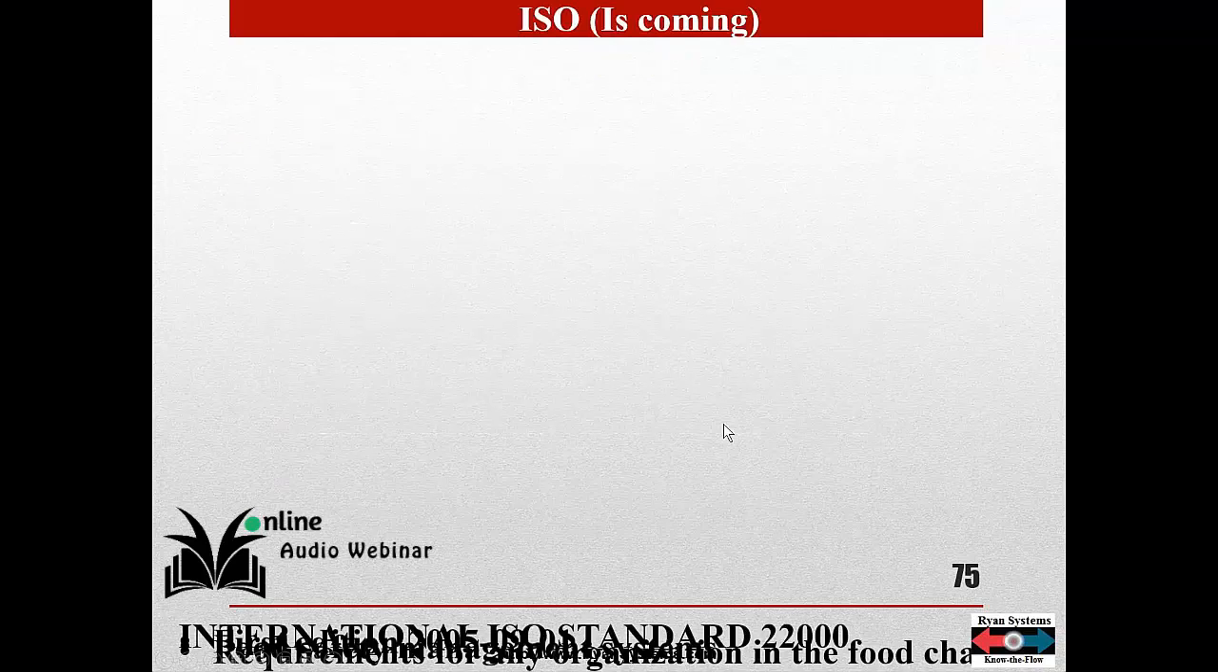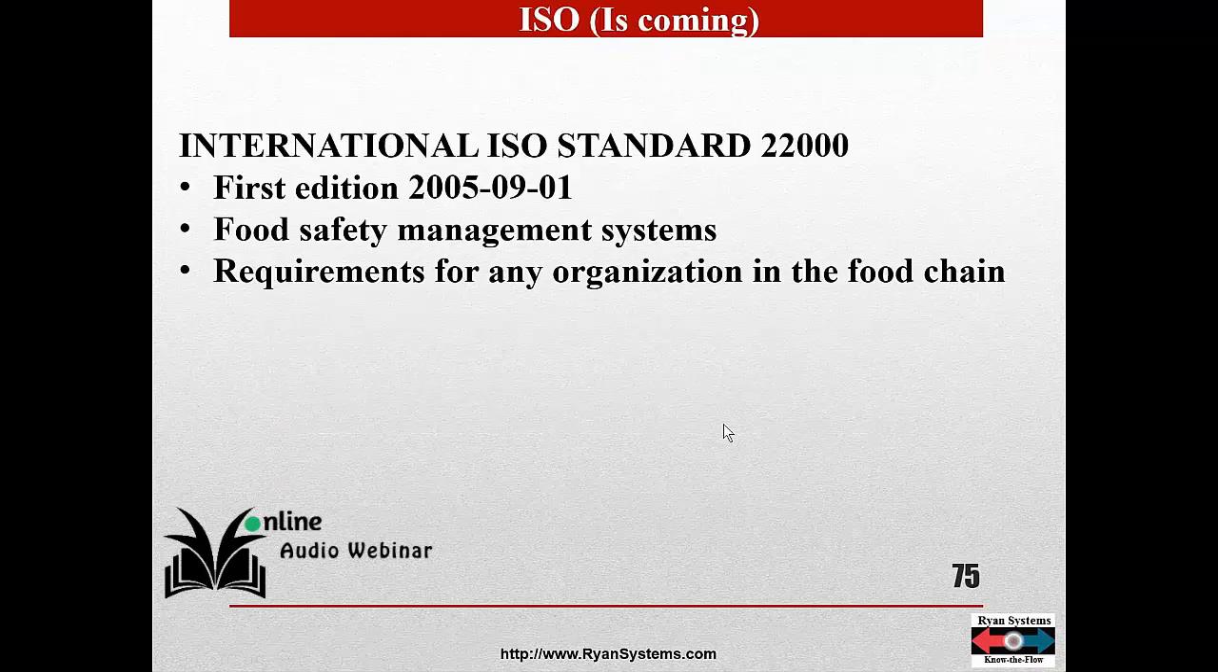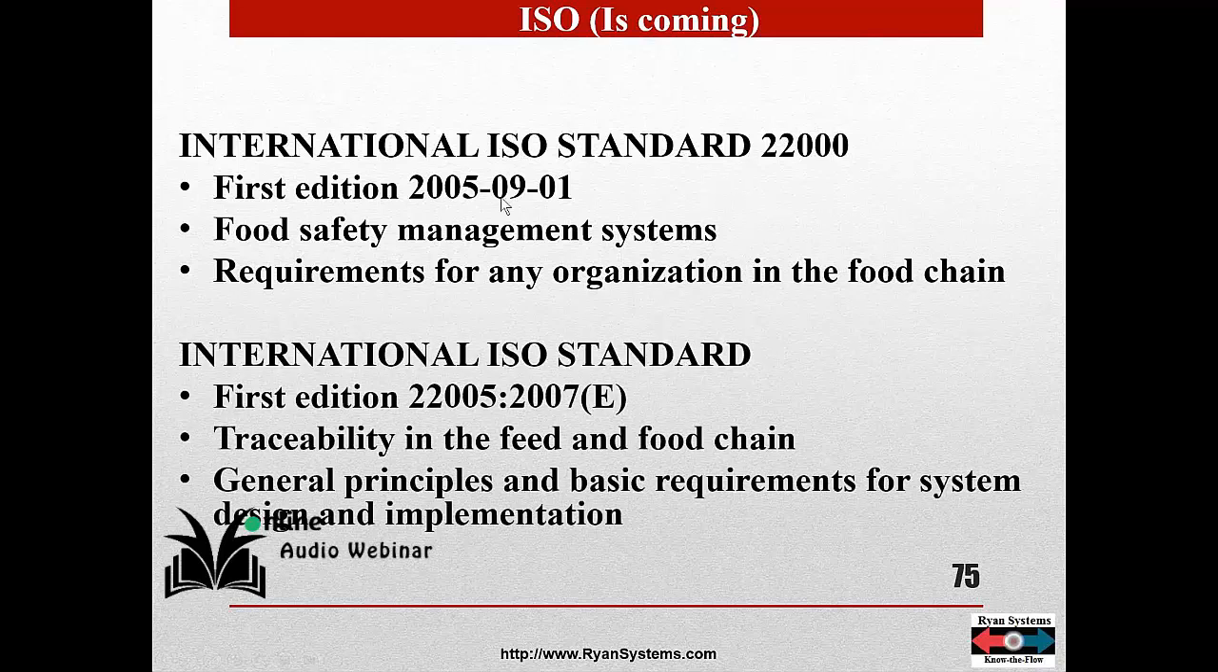On top of all this, I'm talking about the FDA standards, right? And I put this slide in. International standards are coming. Okay, the first set came out in 2005, establishing a food safety management system. ISO comes along and wants to set one set of standards for everybody worldwide.